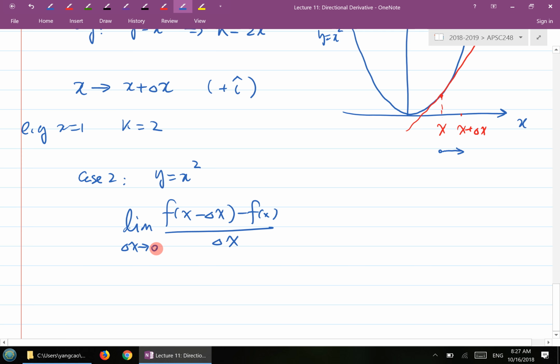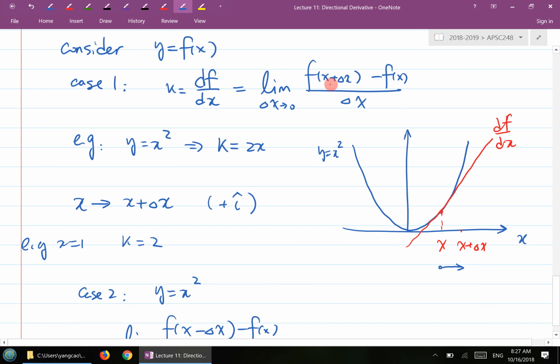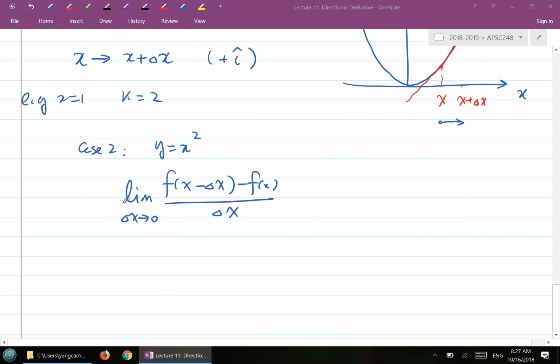So you see the difference this time when calculating limits now. Previously, what did I do? It's x plus delta x. Right. Now this time, what did I do? X minus delta x.